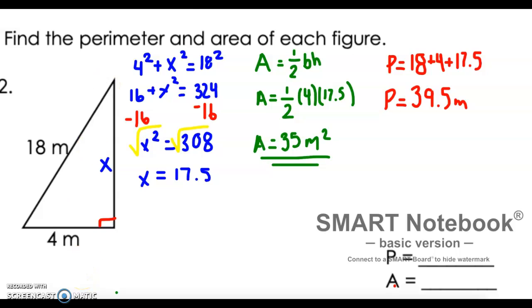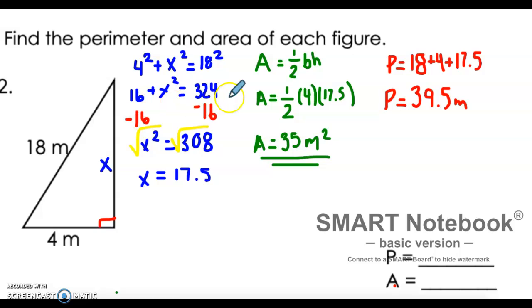To do that, we're going to use the Pythagorean Theorem. So we're going to say 4 squared plus x squared equals 18 squared, because remember, a squared plus b squared equals c squared. Leg squared plus leg squared equals hypotenuse squared. When we do that, we get 16 plus x squared is equal to 324.